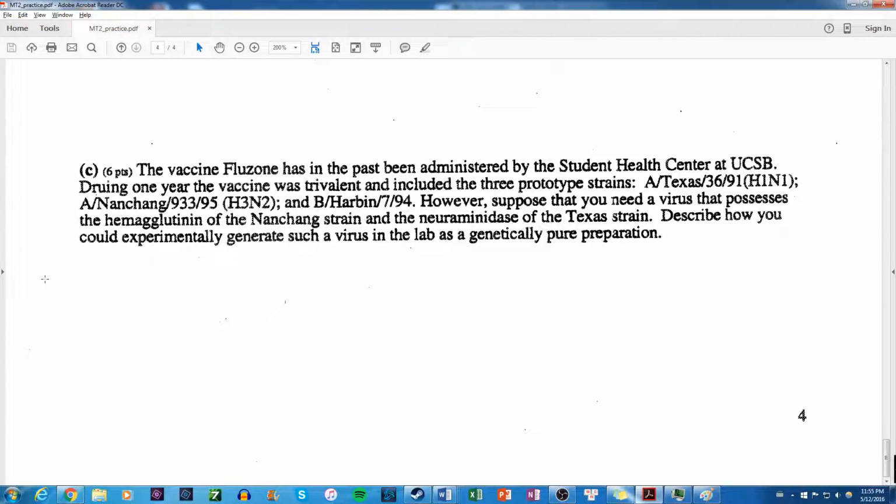But essentially what you're going to do is that you can use either the Texas strain or the Nanchang strain as a background strain. And for that background strain, you take all the 8 different gene segments, and then you mix that with some of the capsid proteins. But you have to be careful in that the genome segments, everything except your hemagglutinin and your neuraminidase, can come from the background.